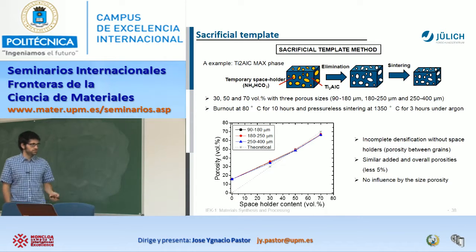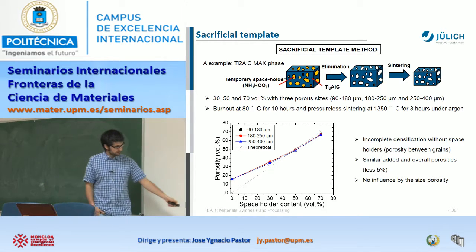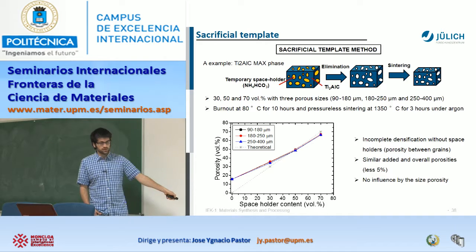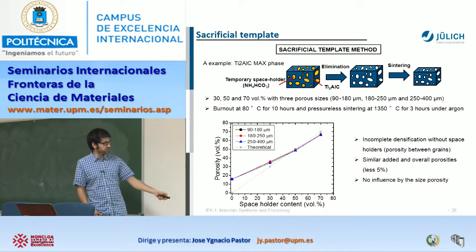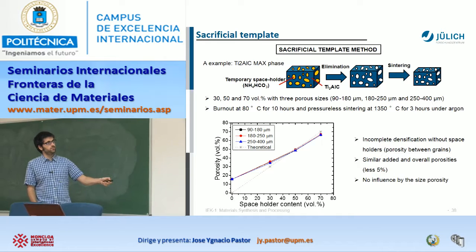And well, here is a graph so you have an idea, okay? This is the space holder amount or content that we add, okay? This 30, 50, and 70%. And this one is the porosity in the final material, okay?